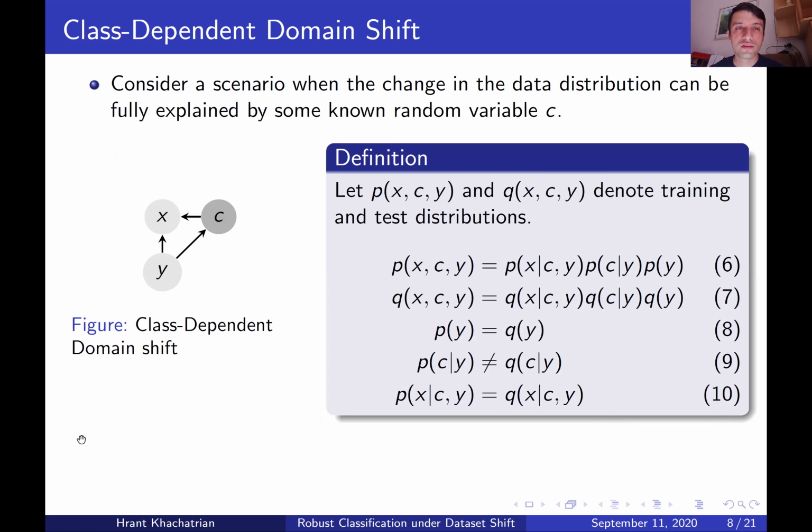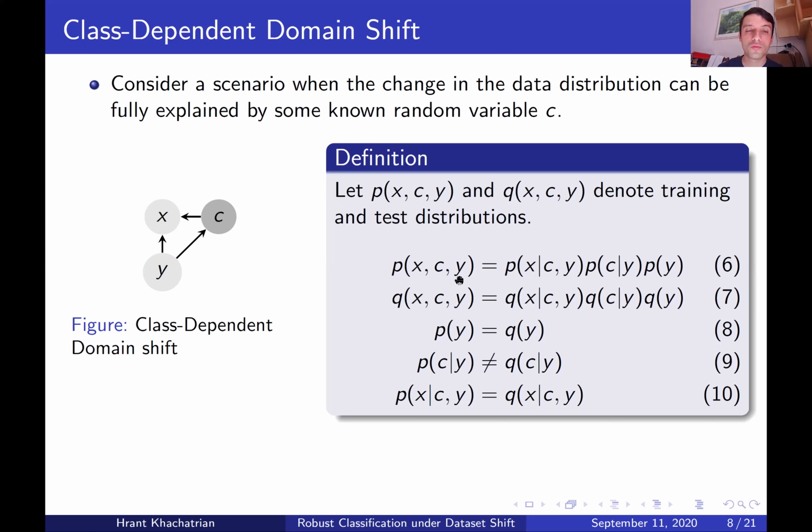So let's look at the setup that we are proposing. So consider a setup where the change in the data distribution can be fully explained by some random variable C, which is correlated with both X and Y. Okay, so this is the setup. So imagine we have Y, and Y causes both X and C, but the important part is that X depends not only on Y, but it also depends on C. And C is the variable that is changed between training and test sets.